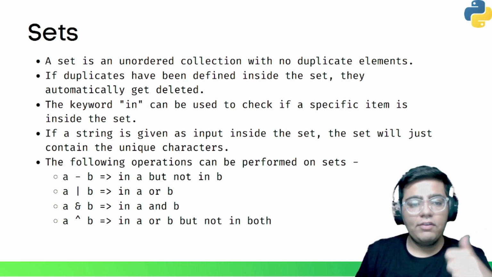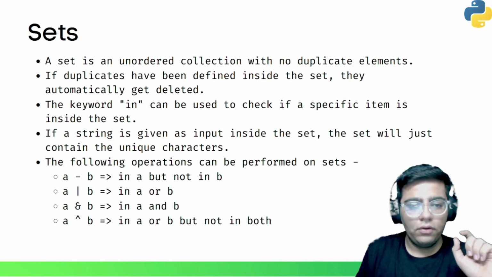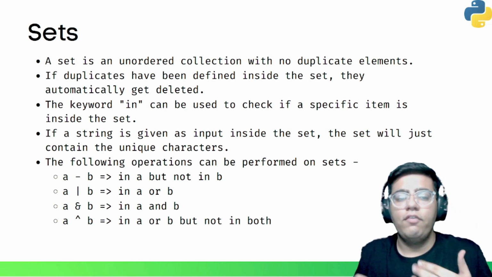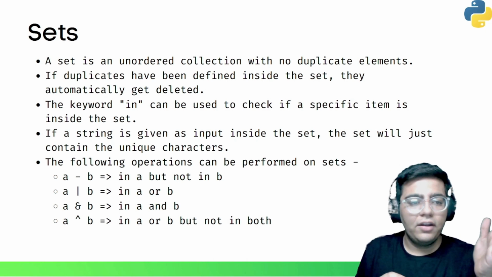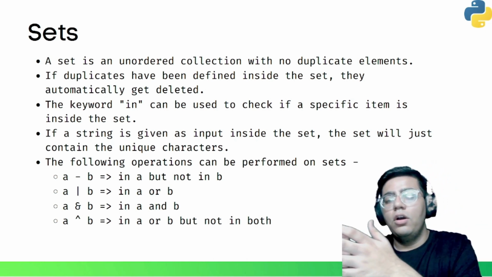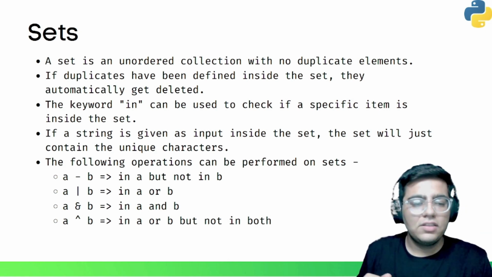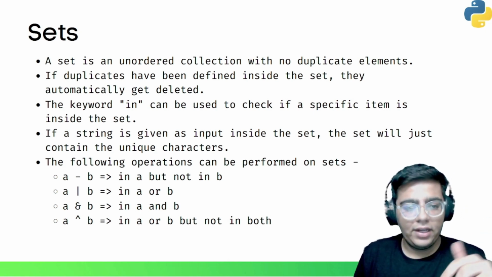You can use a keyword called in to check if there's a specific item. So let's say we have the set of 1, 5, and 7. If you want to check if you have 1 inside the set, you can say if 1 in set name, print true, or else print false. We'll just have a look at it as well.